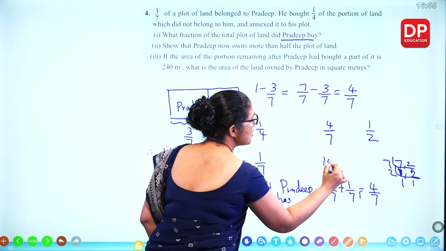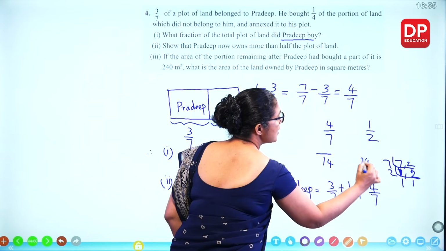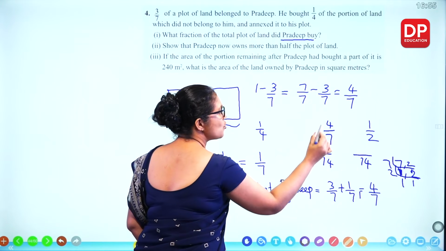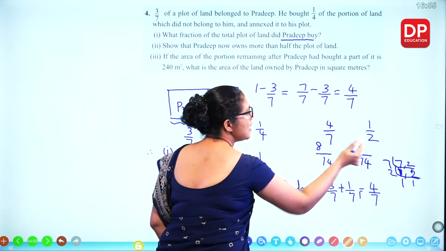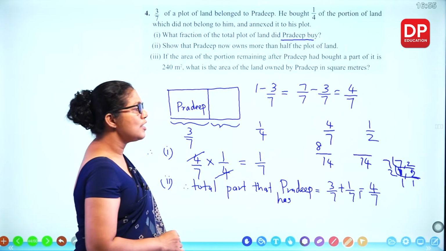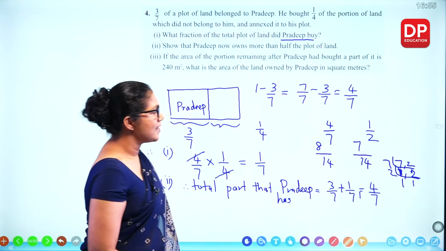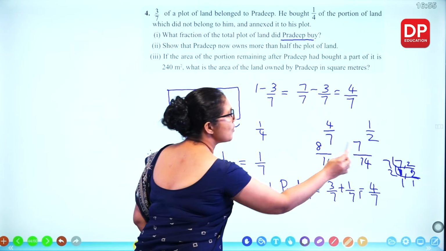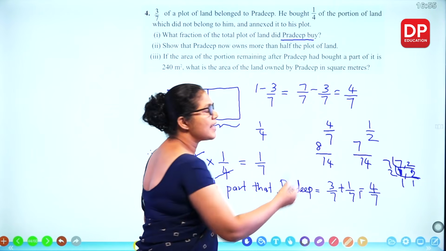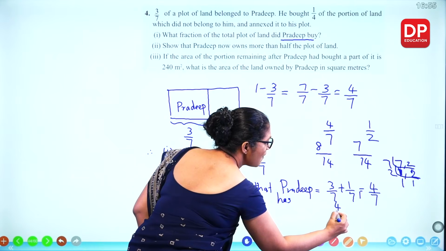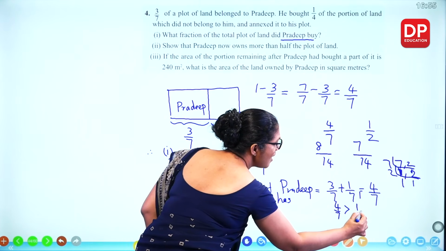So convert to 14. Convert to 14 this one. You need to multiply by 2 to get 14. So 2 times 4, 8. Here to get 14 you need to multiply by 7. 7 times 1 is 7. So which part is bigger? You can compare. So this 8 is bigger than 7. So you can say 4/7 is bigger than half.